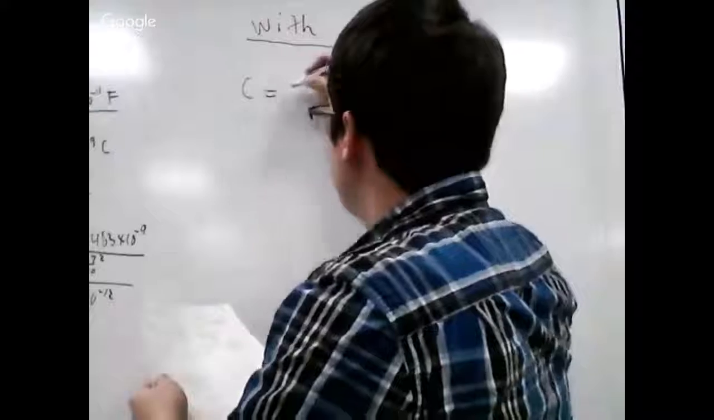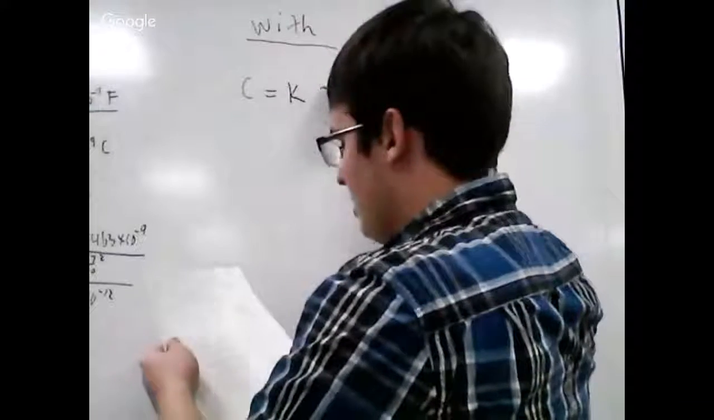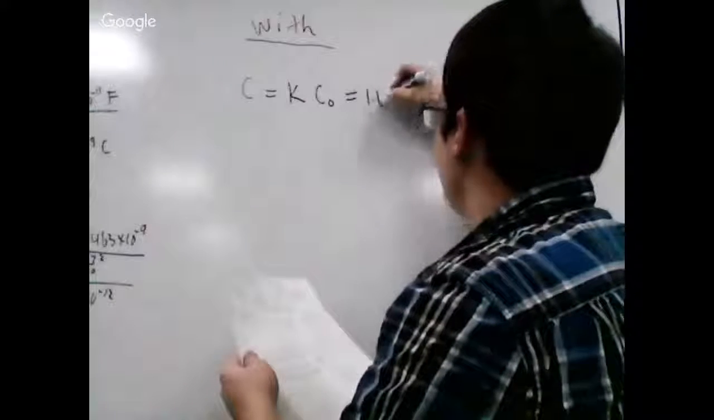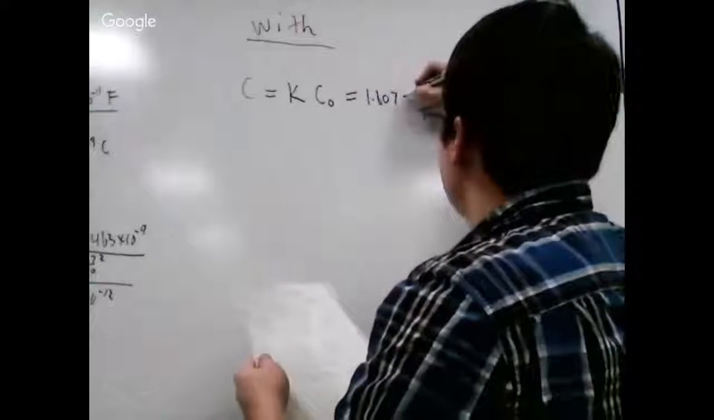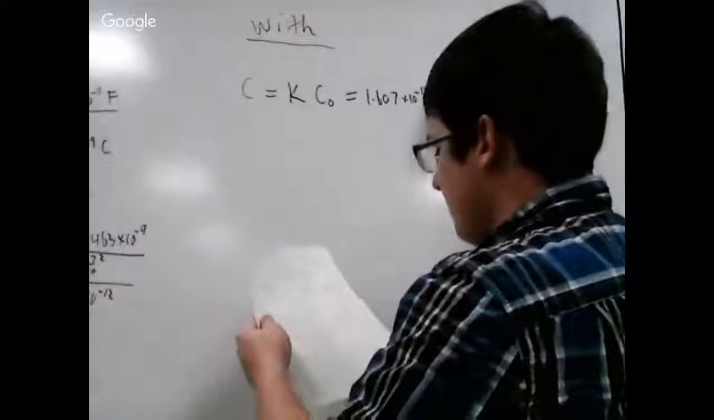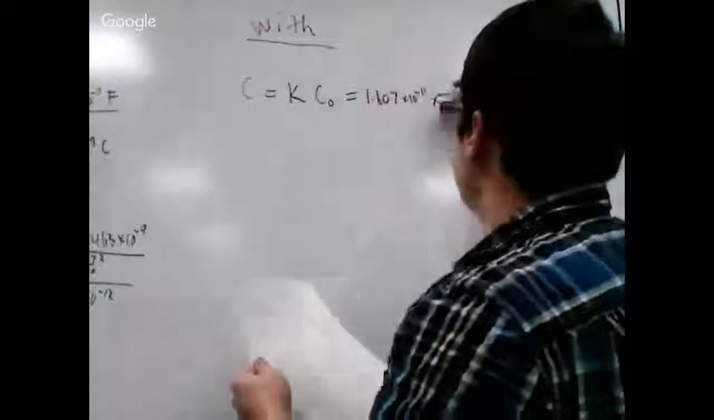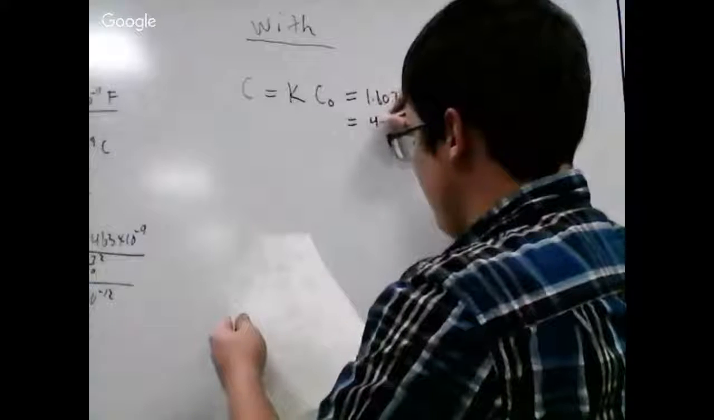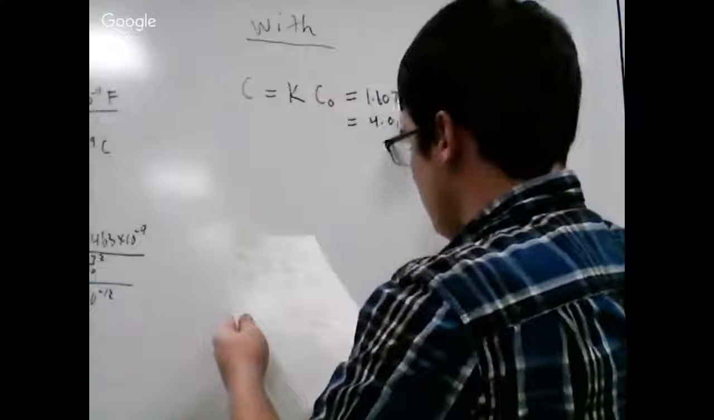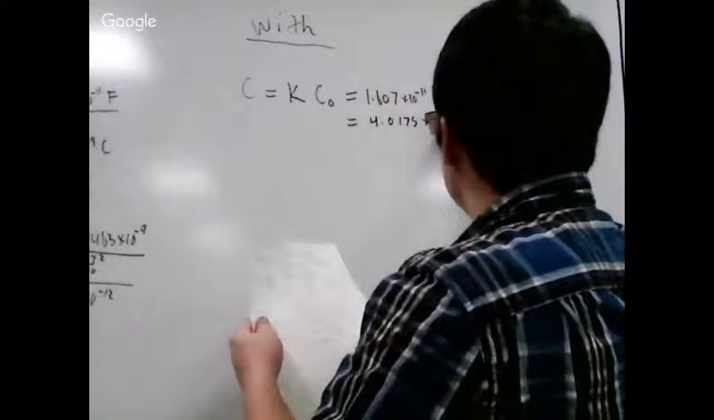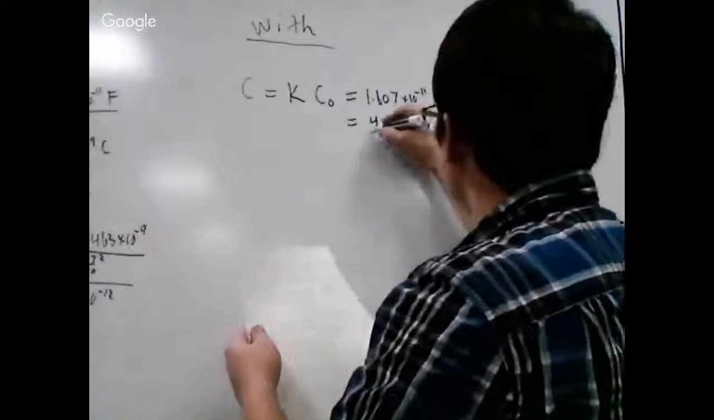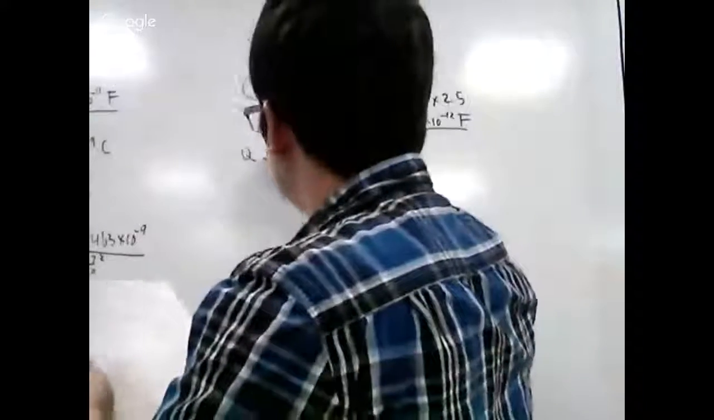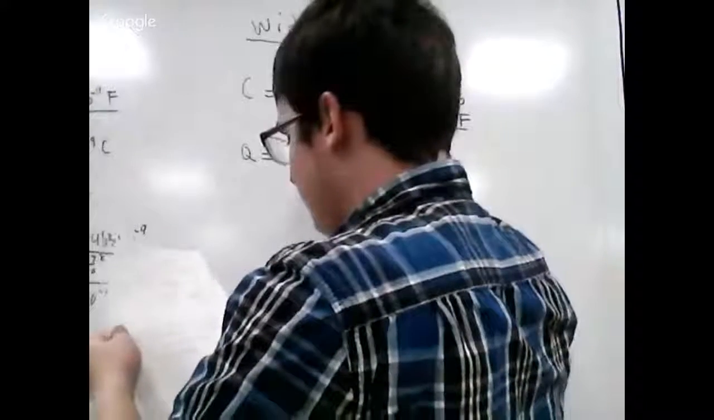The new C is going to be equal to our K value times our original capacitance, which is 1.607 times 10 to the negative 11, and our K value is 2.5. That gives us a capacitance of 4.0175 times 10 to the negative 12 farads. We can use that to find our Q, which is equal to CV.